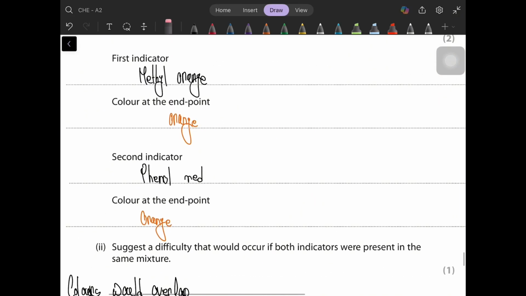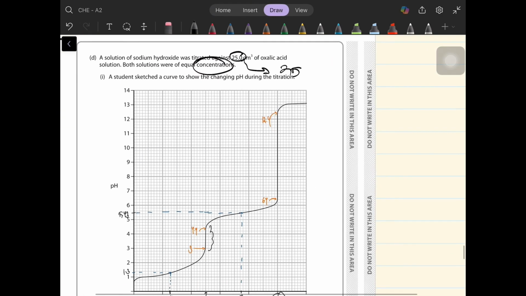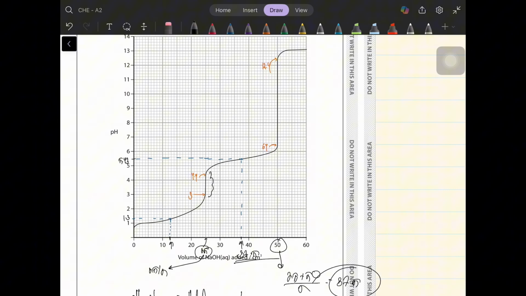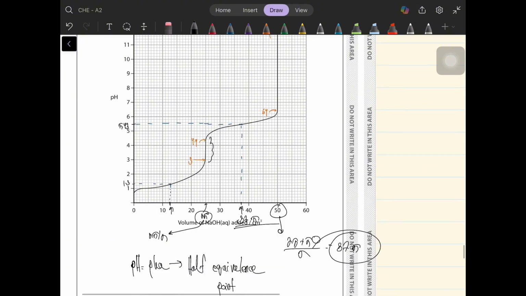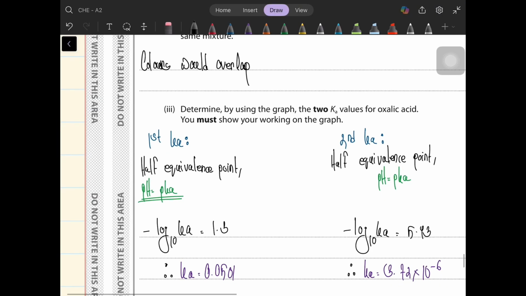So just why, if both indicators were present at the same time, why would it be difficult? Because as both indicators would be present, it would be difficult to identify, because the color of the mixtures would overlap, right?